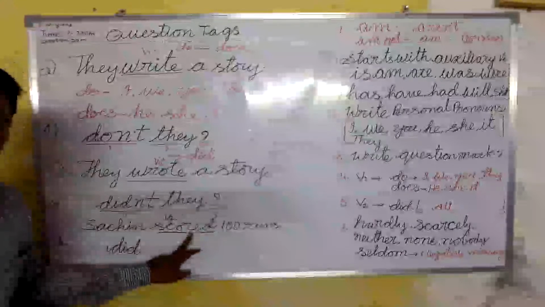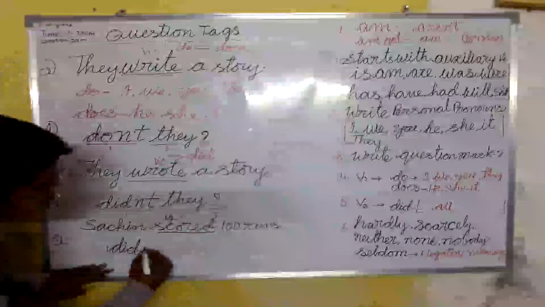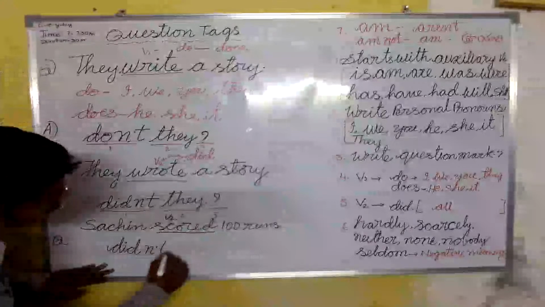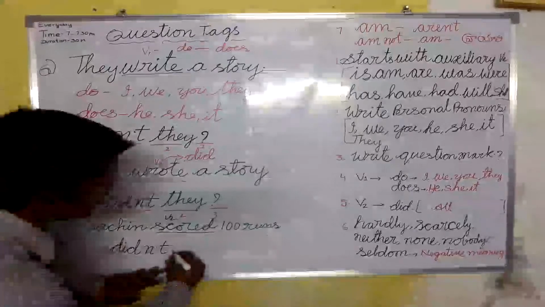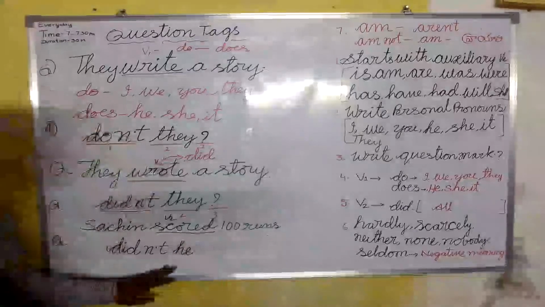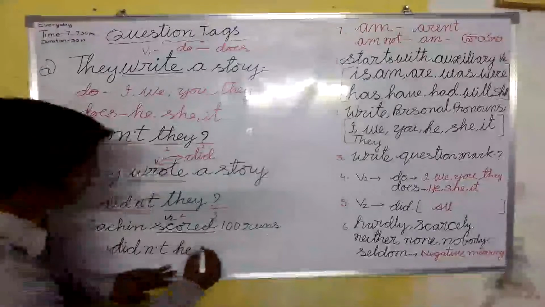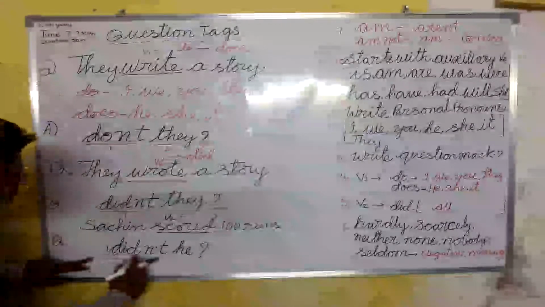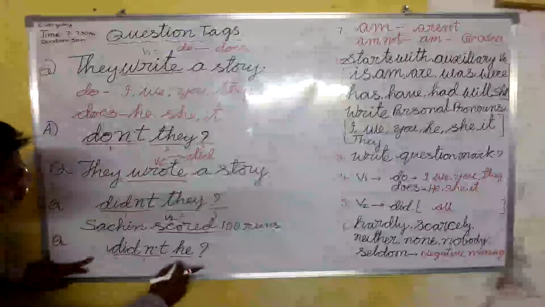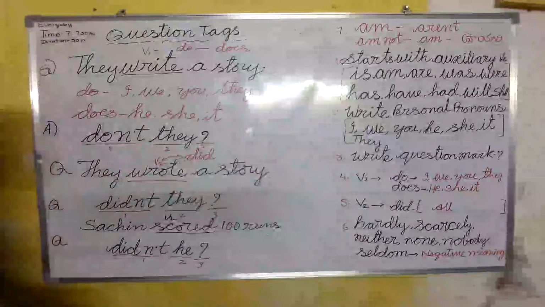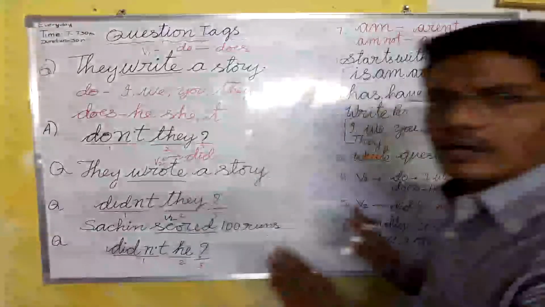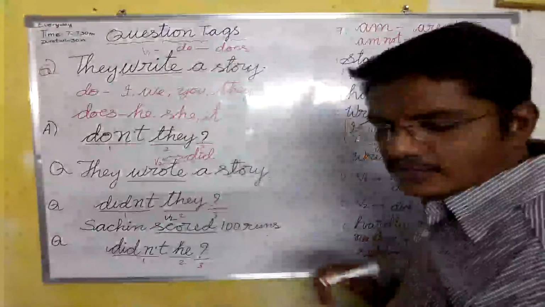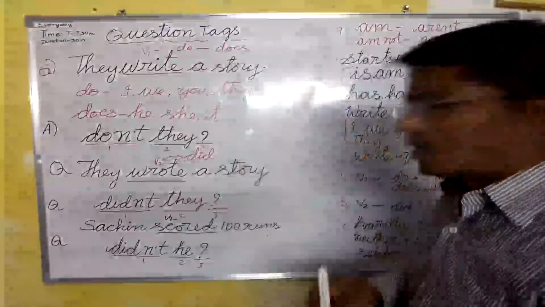Is it positive or negative? It is positive. So didn't. Didn't. Sachin is a noun, so after didn't we have to use the pronoun he. He. Question mark. So 1, 2, 3. Have you understood now? This is the pattern of the question tags.